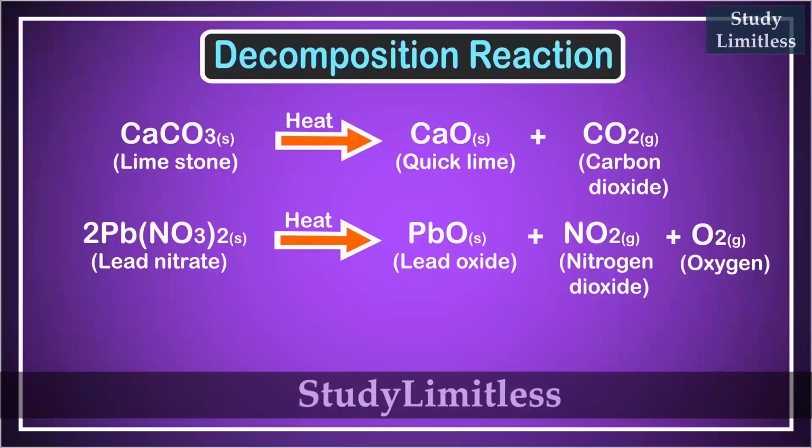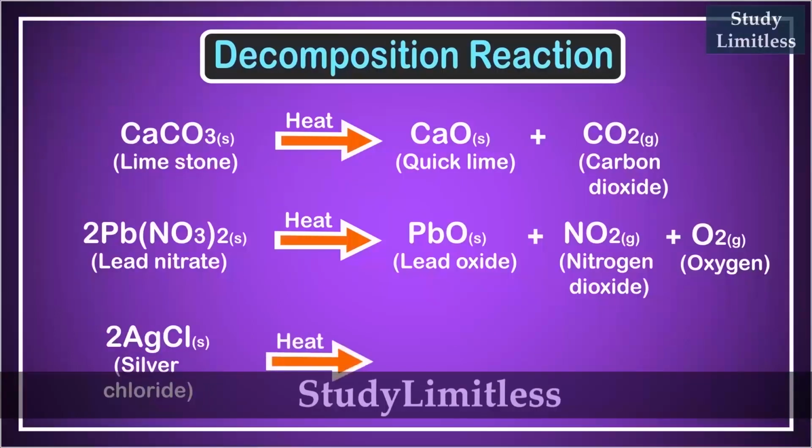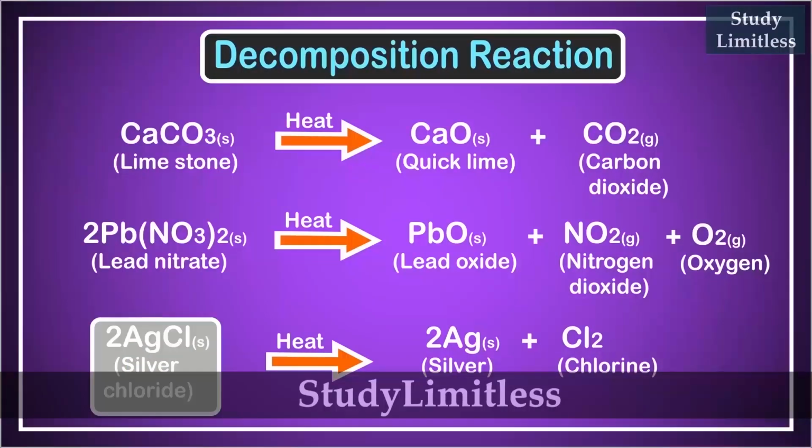Now, the example for photolytic decomposition is where you have AgCl, which is nothing but silver chloride, and you have the product as silver and chlorine. Now, one thing that you can note over here is that your AgCl, which is silver chloride, is silver in color, and the product is going to be grayish in color.